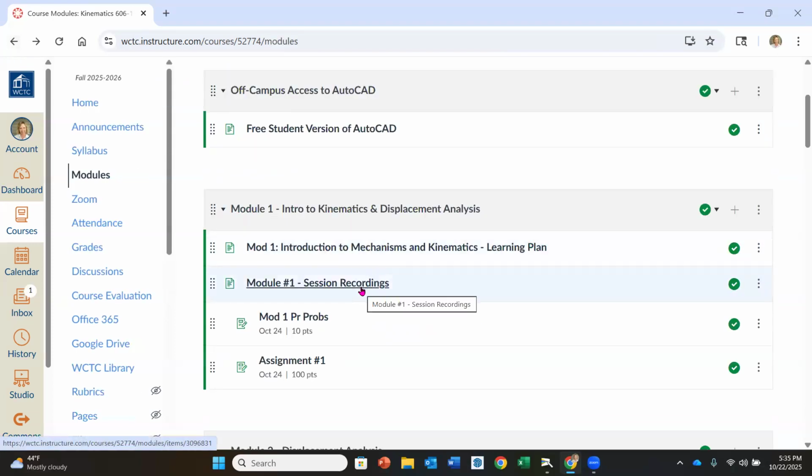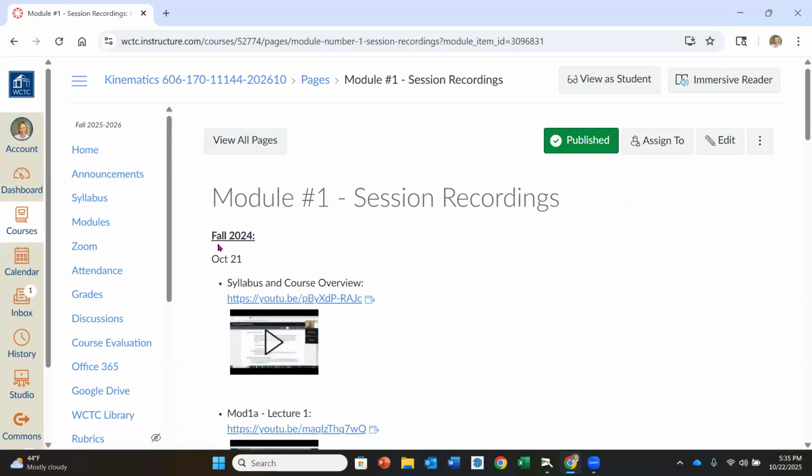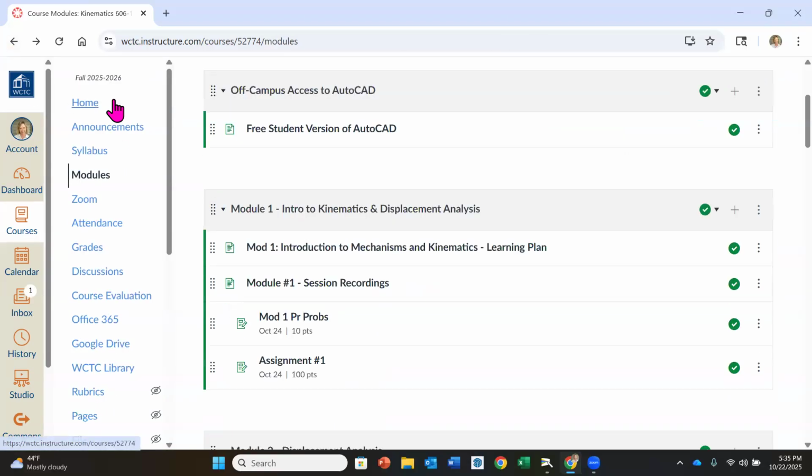You're going to notice that there is a session recordings section here in the module. The session recordings that I do this evening will be populated here. So you'll notice that there is fall 2024 in there. That's obviously last year's recordings, which are identical to what we're doing this year as well. But I will populate with the new ones that we have tonight later this evening.